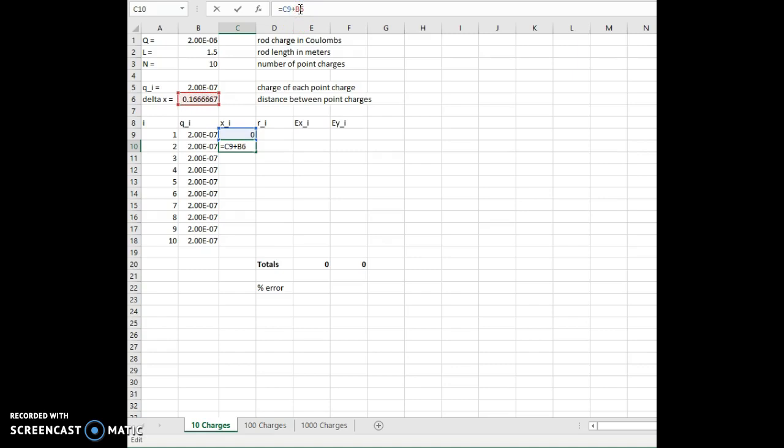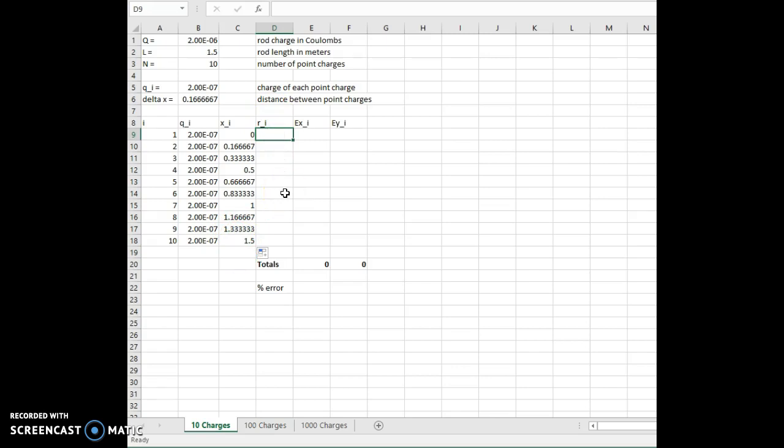And again here, I'm about to drag this down, and I want to keep adding cell B6, so I'm going to put a little $ sign in front of the 6 there. Go ahead and drag that down. So it looks good. The first charge is at 0, the left end of the rod. The 10th charge is at 1.5, the right end of the rod.